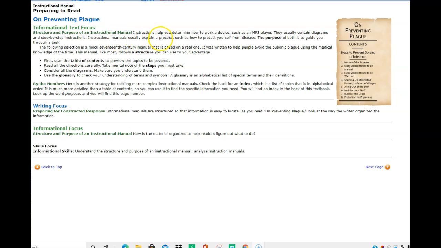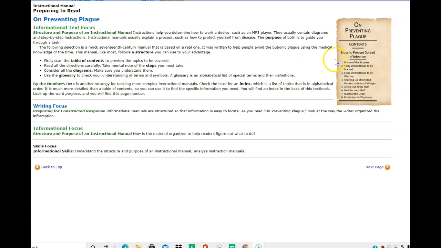Instructional manuals usually explain a process, such as how to protect yourself from disease. The purpose of both is to guide you through a task. The following selection is a mock 17th century manual that is based on a real one. It was written to help people avoid the bubonic plague using the medical knowledge of the time. The manual, like most, follows a structure you can use to your advantage.